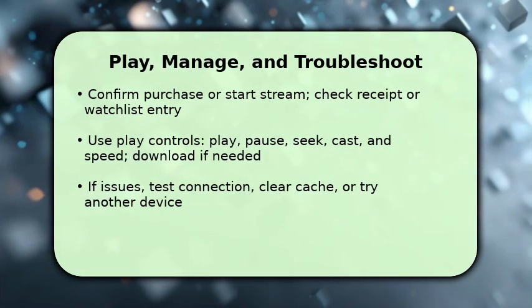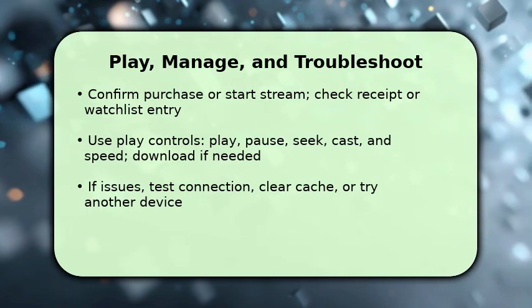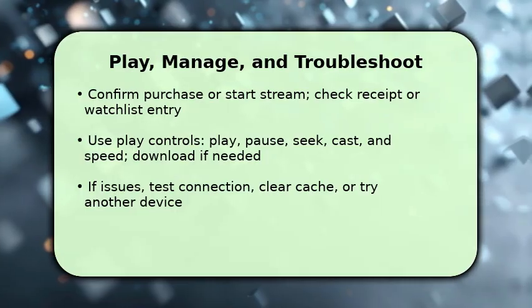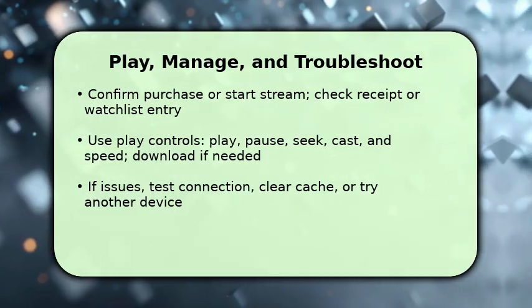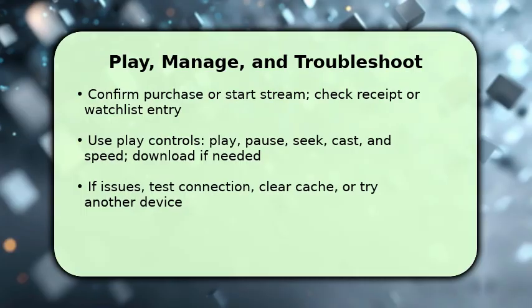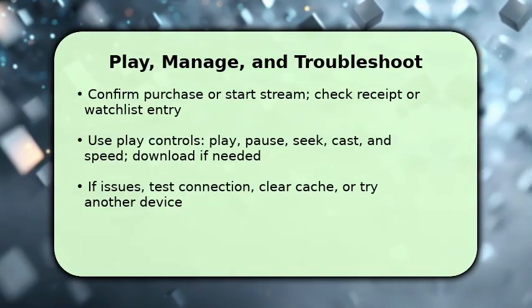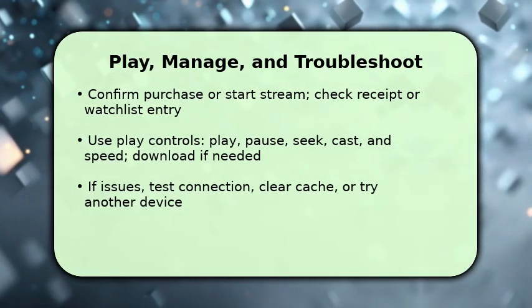You complete the purchase or tap play, confirm the receipt or that the title appears in your library or watch list. Use the on-screen controls to play, pause, seek, cast to TV, or adjust playback speed, and download the file if offline viewing is necessary. Verify subtitles and audio before long sessions.